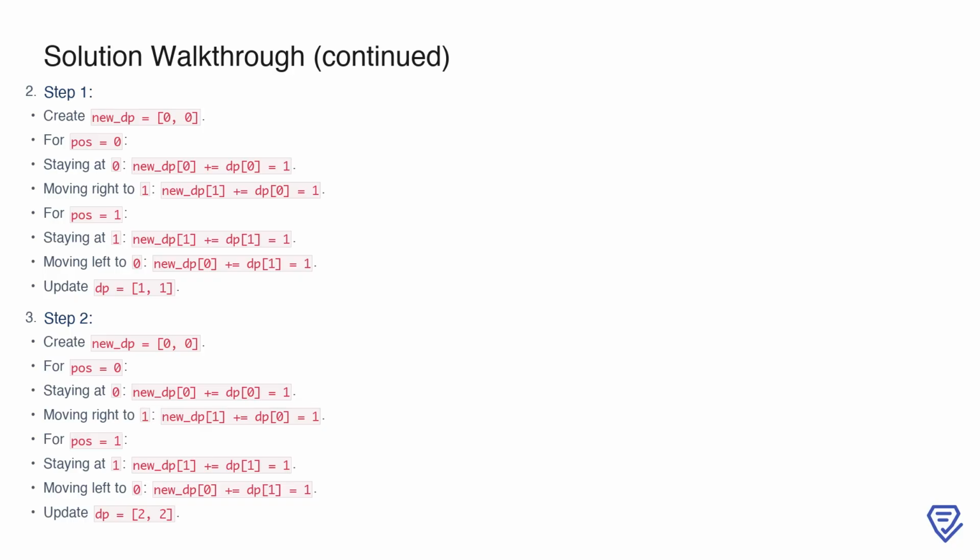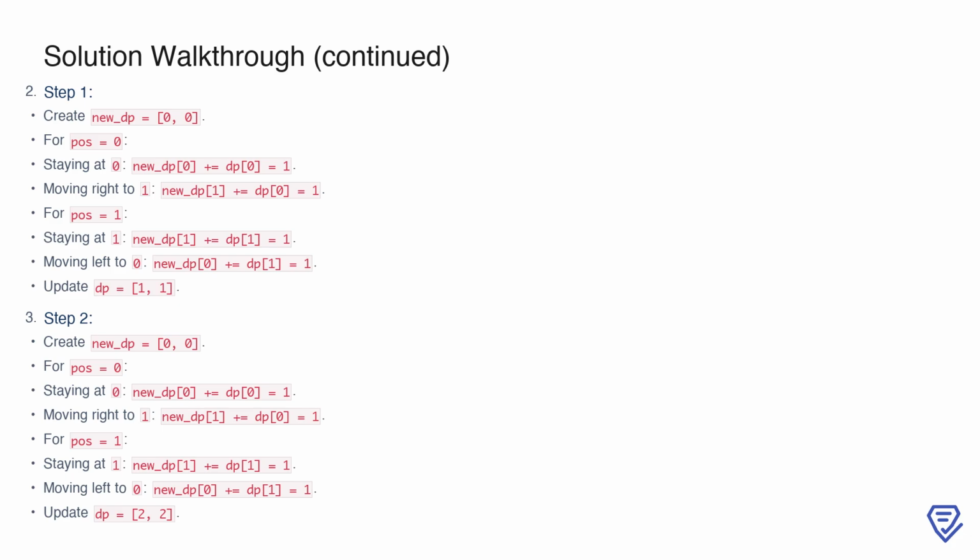Repeating the same process for the second step, we again create a new_DP initialized to [0, 0]. For position 0, staying at 0 adds 1 to new_DP[0], and moving right to 1 adds 1 to new_DP[1]. For position 1, staying at 1 adds 1 to new_DP[1], and moving left to 0 adds 1 to new_DP[0]. After these calculations, DP becomes [2, 2], meaning there are now 2 ways to be at each position after 2 steps.